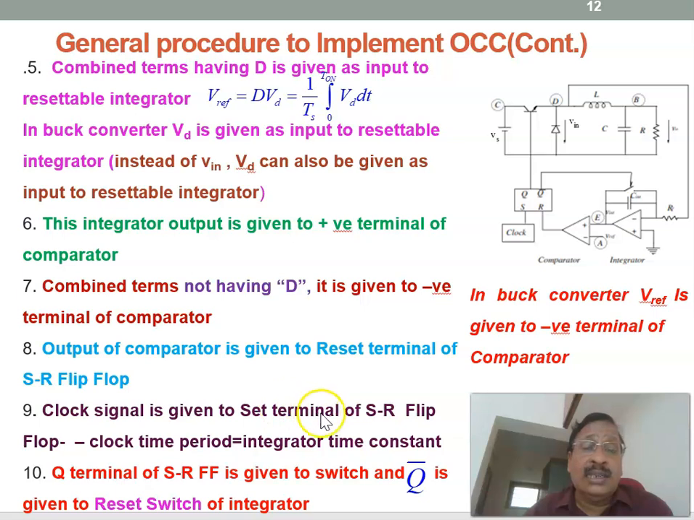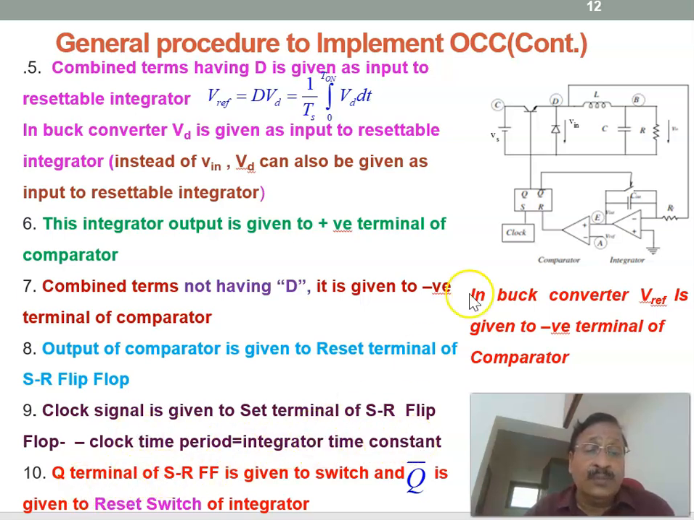And the clock signal is given to the set terminal of the SR flip-flop. We are taking the clock's time period, that is Ts, the same as the time constant R1 into Cf. The clock time period is the same as the integrator time constant.